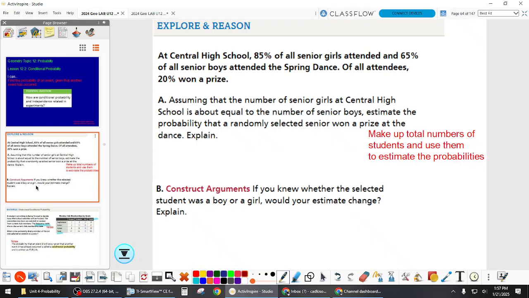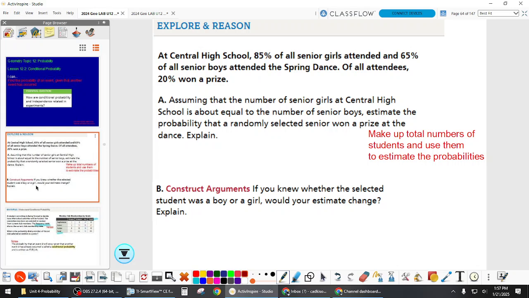All right. At Central High School, 85% of all senior girls attended. This is worded weird, by the way. And 65% of all senior boys attended the spring dance. So 85% of girls, 65% of boys went to this dance. 20% of all attendees won a prize. So everybody hear two things. Attendance and winning. Those are kind of the two that we're looking at. Yes, there's girls and boys going on too.